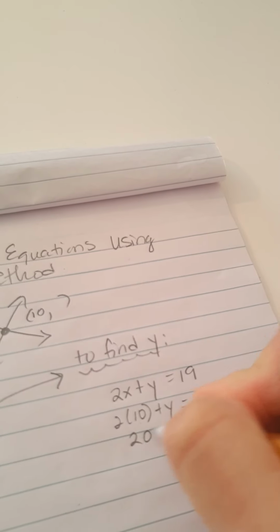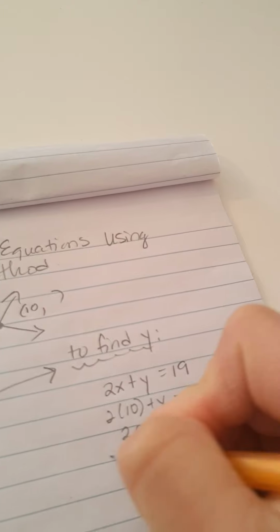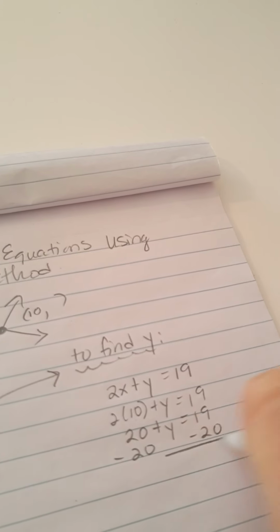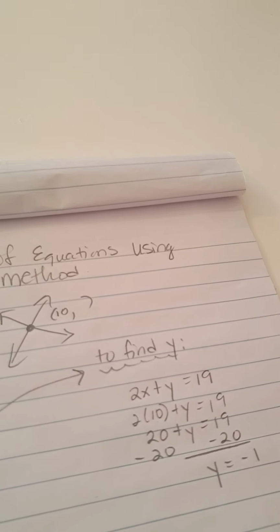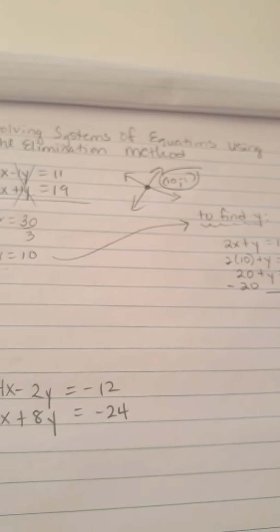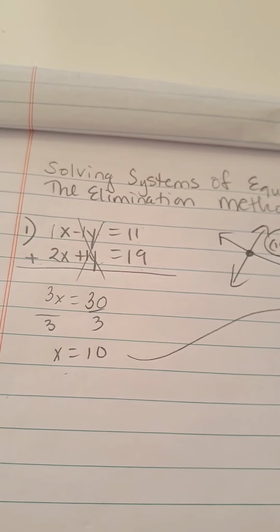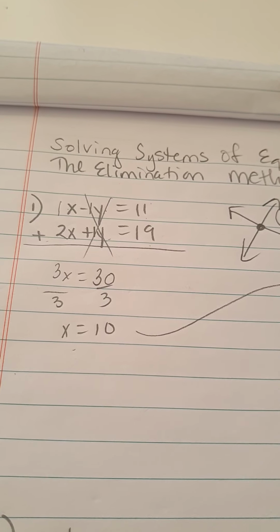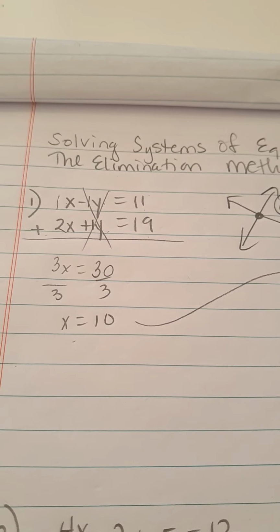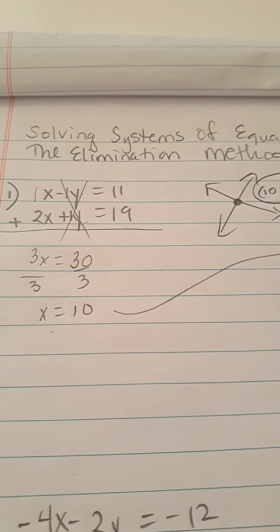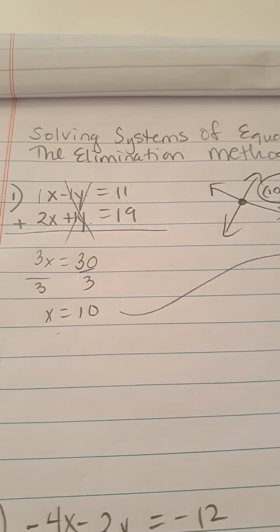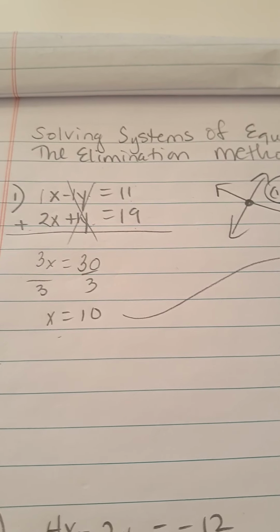2 times 10 gives me 20. Subtracting 20 on both sides, y is negative 1. So we now have found the y coordinate to our answer. Our answer is 10, negative 1. So the elimination method is making sure that you can cancel out a pair of variables. And the only way that you're allowed to do that is because the numbers in the front are opposites of each other. It could be a 3 and a negative 3, 100 and a negative 100.